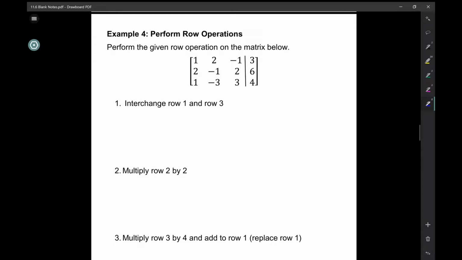All right, this is video 2, section 11.6, and we're going to practice performing row operations on a matrix. All right, so here's a matrix. Let's practice giving the row operations.